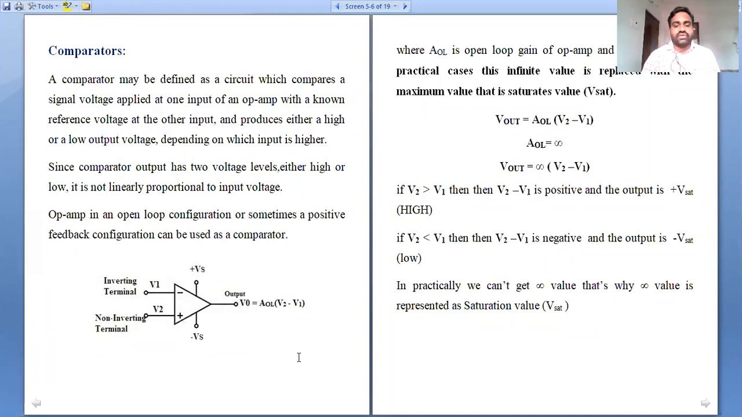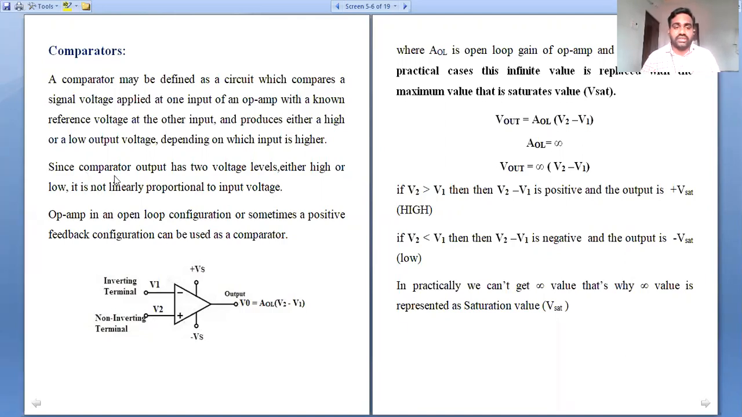So if we say that V1 is the input reference voltage, or V2 is the actual reference voltage, that means in both of these conditions, a comparator is a device which compares the input signal with respect to a reference value. That means we are comparing the input terminal with respect to a reference value signal. A comparator is a non-linear application of an operational amplifier. It will compare the input signal with respect to an existing reference signal.